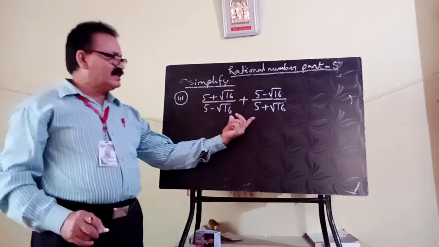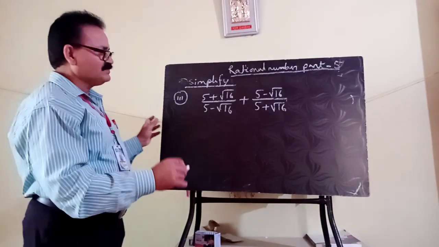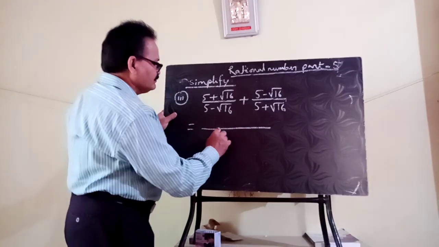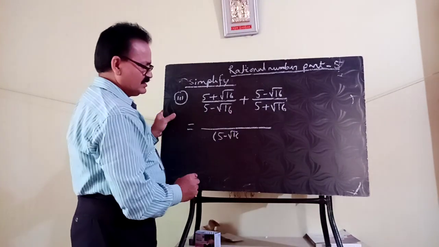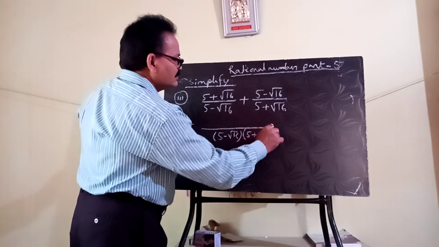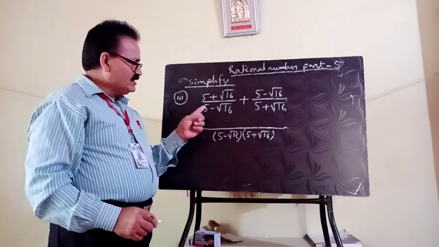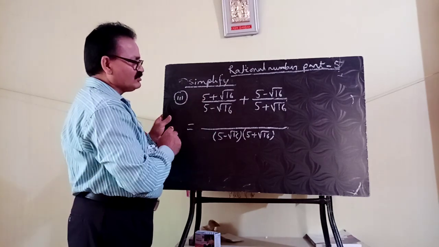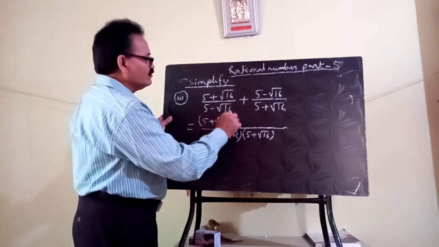So you see, if you take the LCM, the denominator itself is rationalized. First of all, we will have to simplify. So first you have to find the LCM: 5 minus root 16 into 5 plus root 16, because it is in the form a minus b and a plus b. When you divide this LCM by this number, you will get this number as your quotient, and the numerator also contains the same. So 5 plus root 16 whole square.